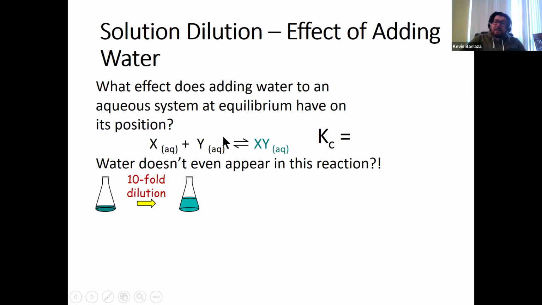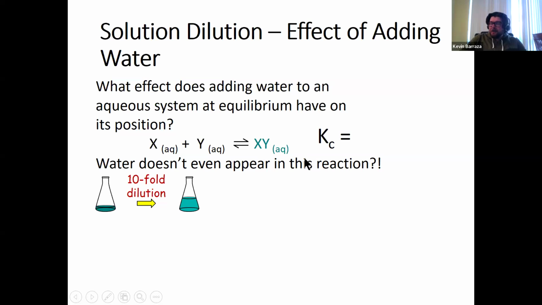So we have an aqueous reaction. One way we can disturb aqueous reactions is to add water to them. What effect does adding water to an aqueous system at equilibrium have on its position? So let's take a simple example. X aqueous plus Y aqueous makes XY aqueous.